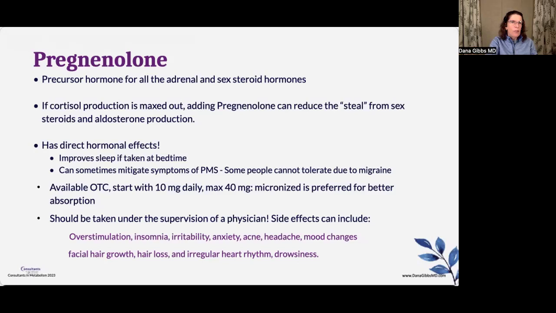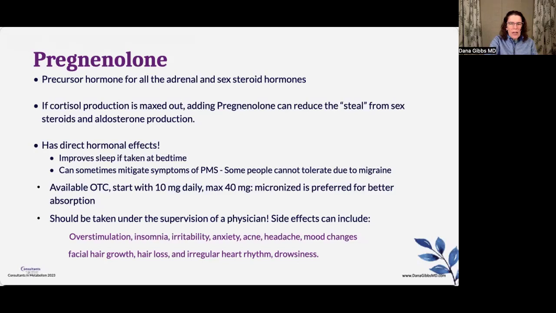It can improve your sleep if you take it at bedtime, and that's actually when I recommend that it be taken. It can boost your mood, improve learning and memory, aid in weight loss by inhibiting cortisol production, and can mitigate the symptoms of premenstrual syndrome, although a few people cannot tolerate it or have to add a second supplement if they have migraines as a result. Micronized is necessary because you don't absorb the non-micronized in your GI tract very well. So you need the micronized.